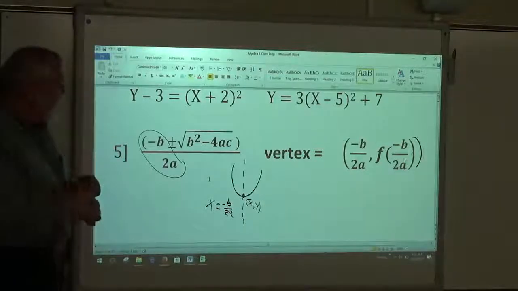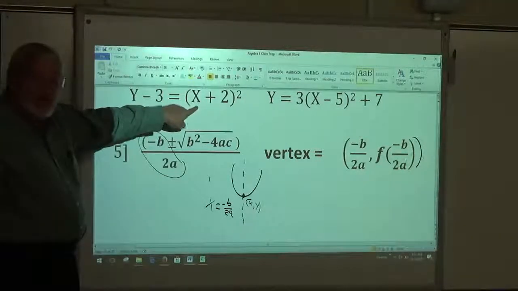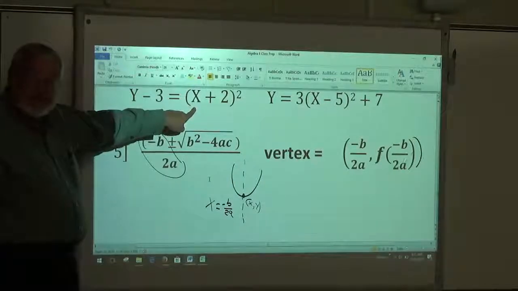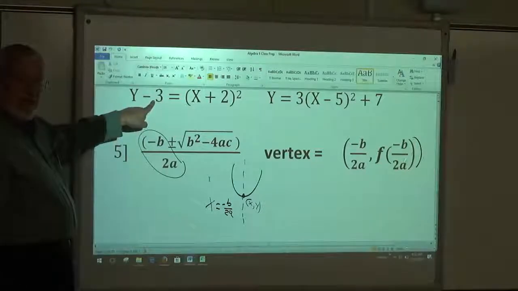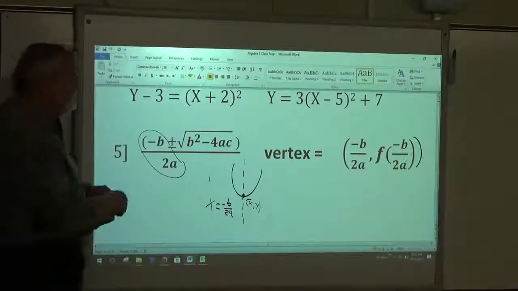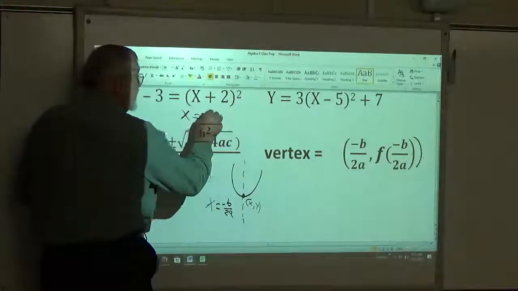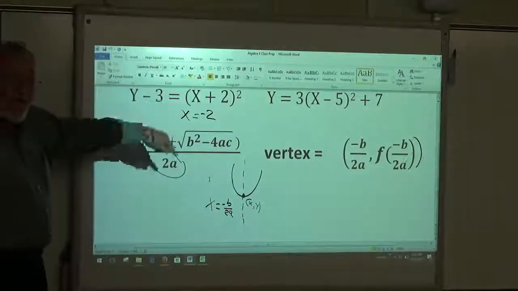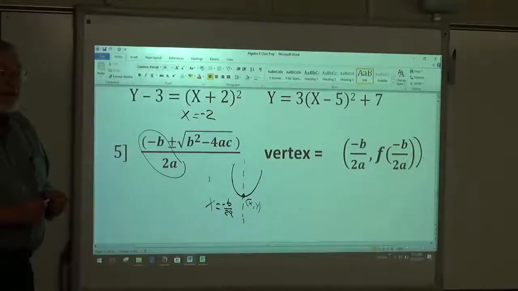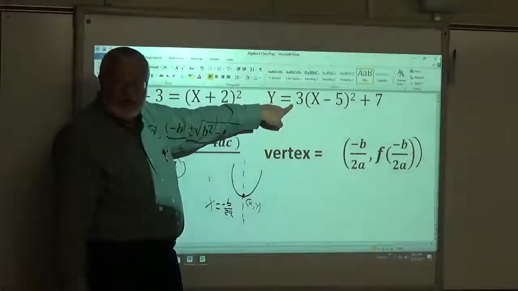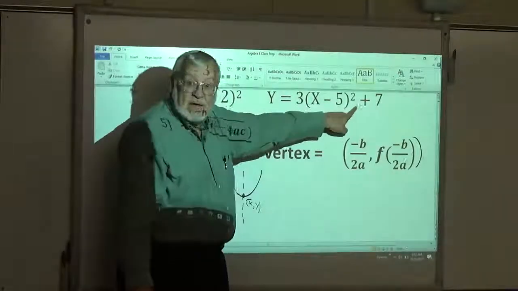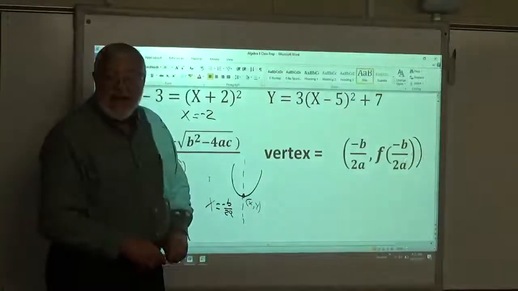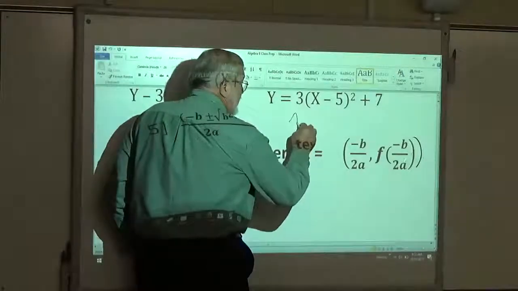Right? So if you have the vertex, let's go back to this here. What's the vertex of this particular equation? Negative 2, 3. What's the axis of symmetry? X equals negative 2. It's just the x value of the vertex. All right. So what is the vertex of this? Opposite. Same. 5, 7. What's the axis of symmetry?